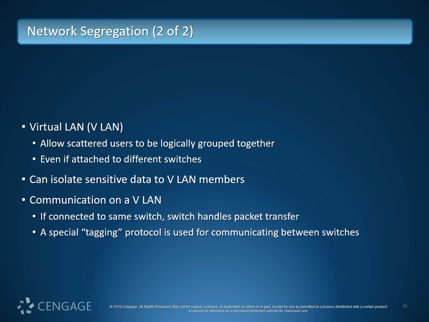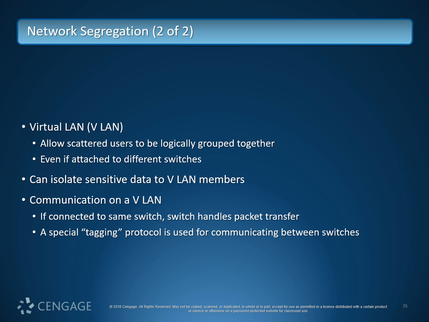Virtual LAN or VLAN allows scattered users to logically be grouped together even if they're attached to separate switches. So if we have a management interface and we need it to be available across platforms at multiple sites, we can use VLANs to be able to create that secured environment, and we can isolate sensitive data to just members of that VLAN or virtual LAN.